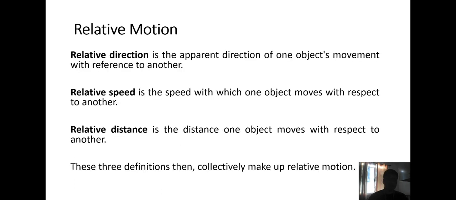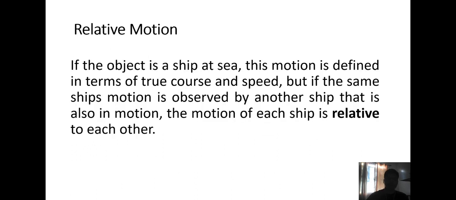Relative direction is the apparent direction of one object's movement with reference to another. Relative speed is the speed at which one object moves with respect to another. Relative distance is the distance one object moves with respect to another. These three definitions then collectively make up relative motion.